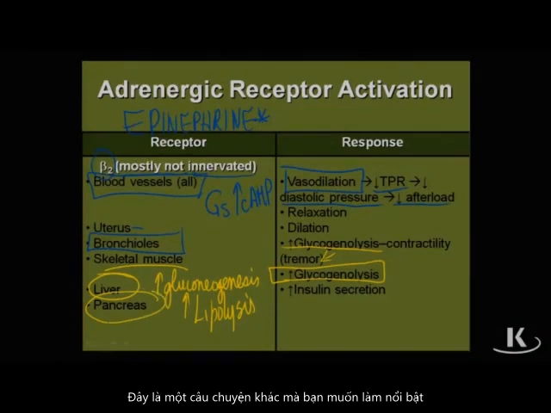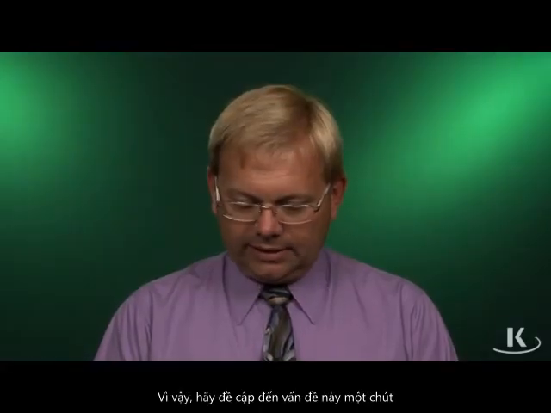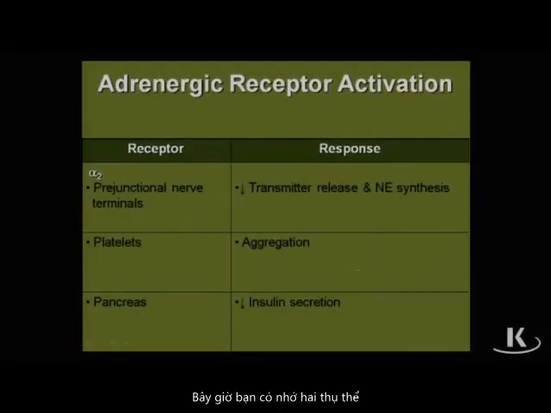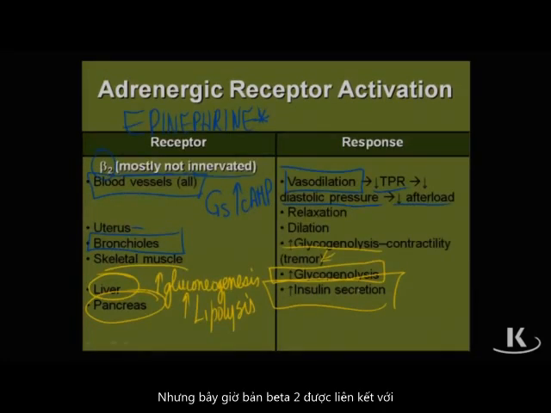How about the effect on insulin? This is another story that you'll want to highlight well with me. In the pancreas, there is an increased insulin secretion through beta 2 stimulation. So let's cover this a little bit. You remember an alpha 2 receptor was associated with decreased insulin secretion, but now a beta 2 is associated with increased insulin secretion. Who's gonna win?